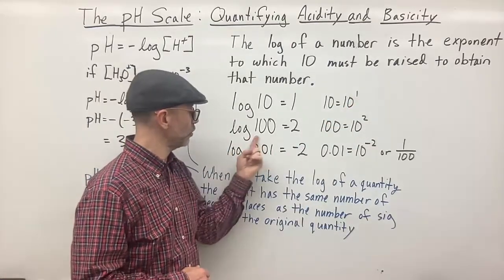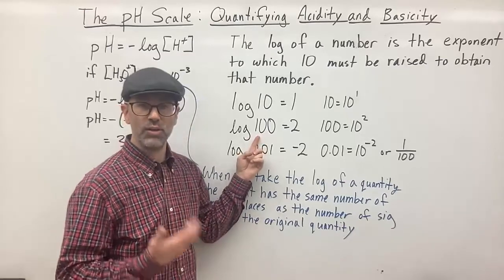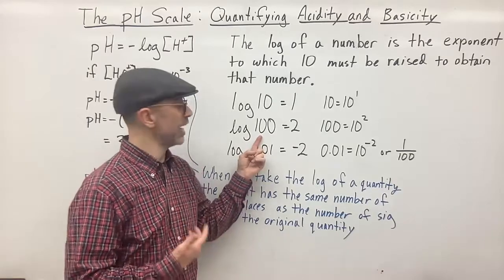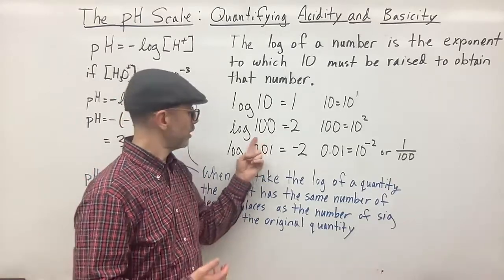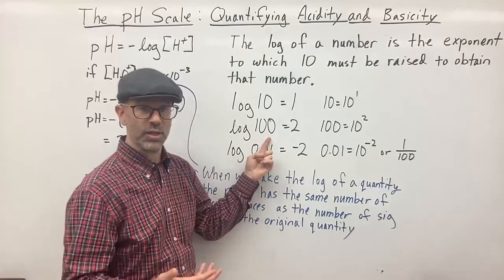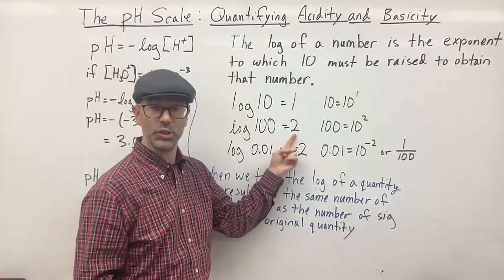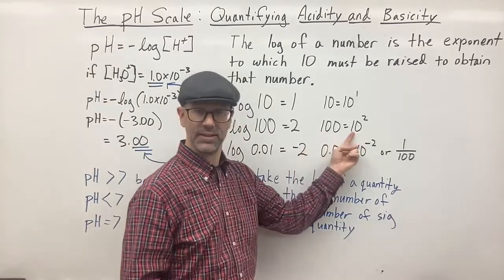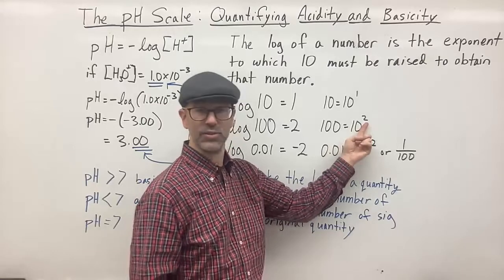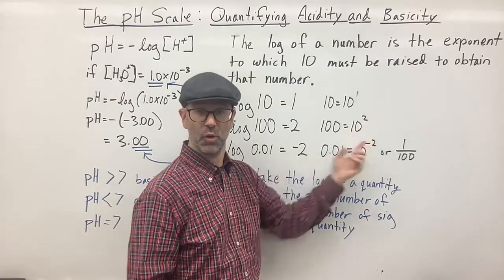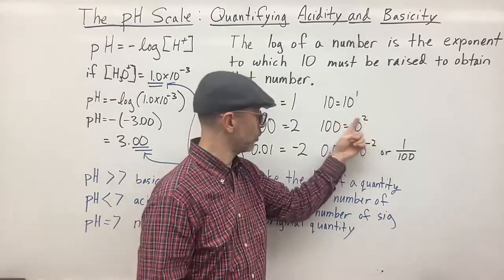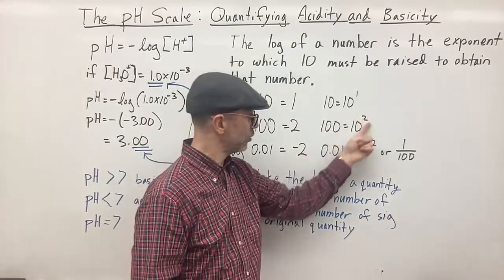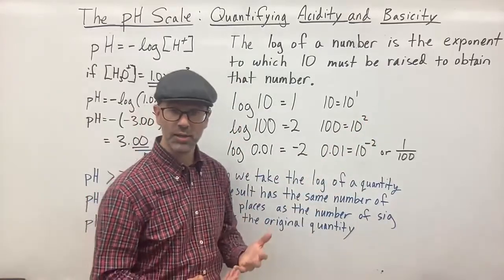So for example, 100. What is the log of 100? Meaning, what is the exponent to which I have to raise 10 in order to get the number 100? Well, that's going to be the power of 2, because in order to get 100, I have to take the number 10 and raise it to the power of 2. So the exponent to which I need to raise 10 to get to 100 is 2. So that's the log, right?